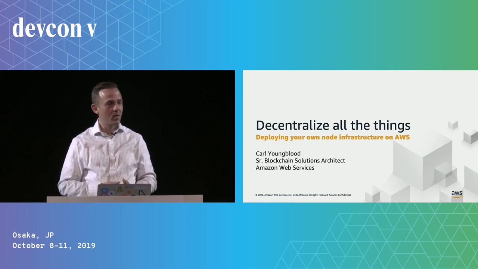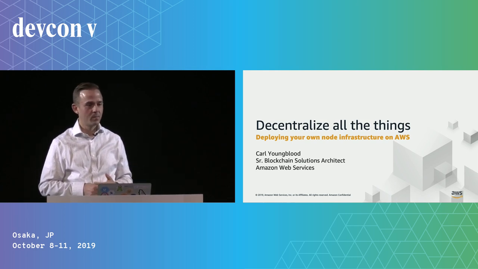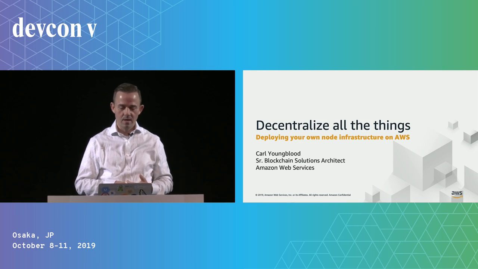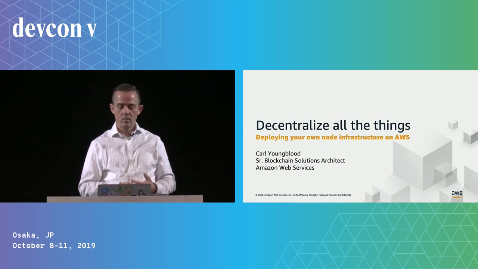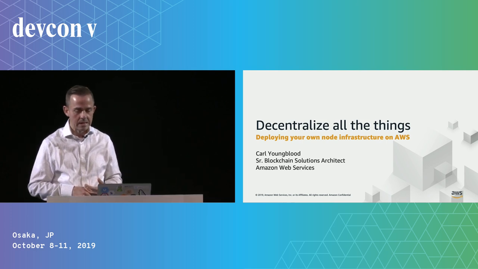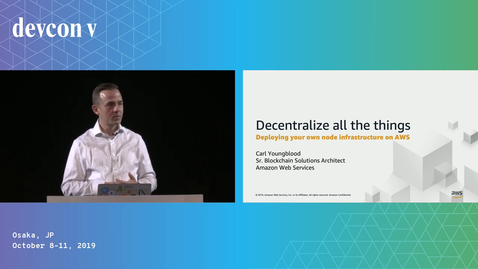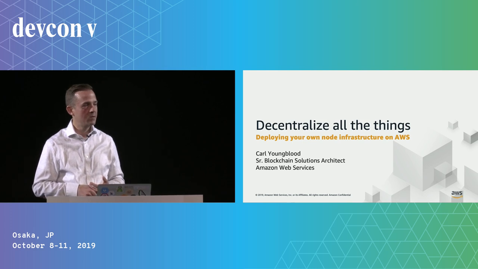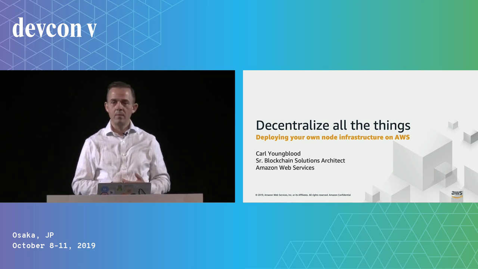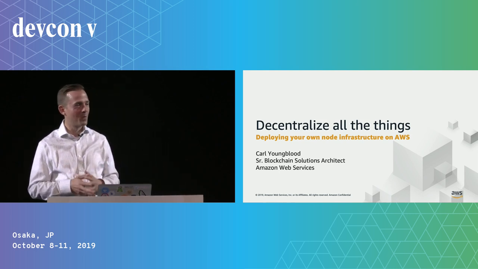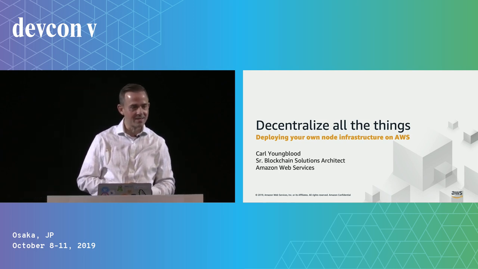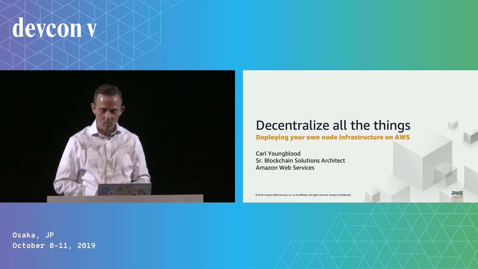So I'm Carl Youngblood. I am a senior blockchain solutions architect with AWS. And I've been doing work with blockchains for quite a while. I first became interested in blockchain in 2010 when I read Satoshi's white paper. And it was one of the only white papers that actually came with working software. It was really exciting to actually set it up and run it.